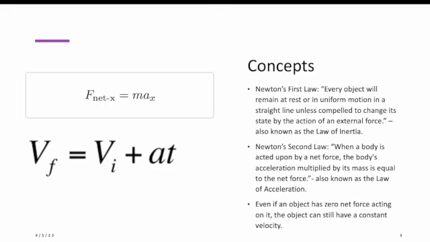These are the concepts that we'll be using in this lab. The first one is Newton's first law, which is pretty much the law of inertia. Every object will remain at rest or in uniform motion in a straight line unless compelled to change its state by the action of an external force. It's a way of saying that an object in motion will stay in motion unless acted upon by an external, outside force. Emphasis on the external portion.